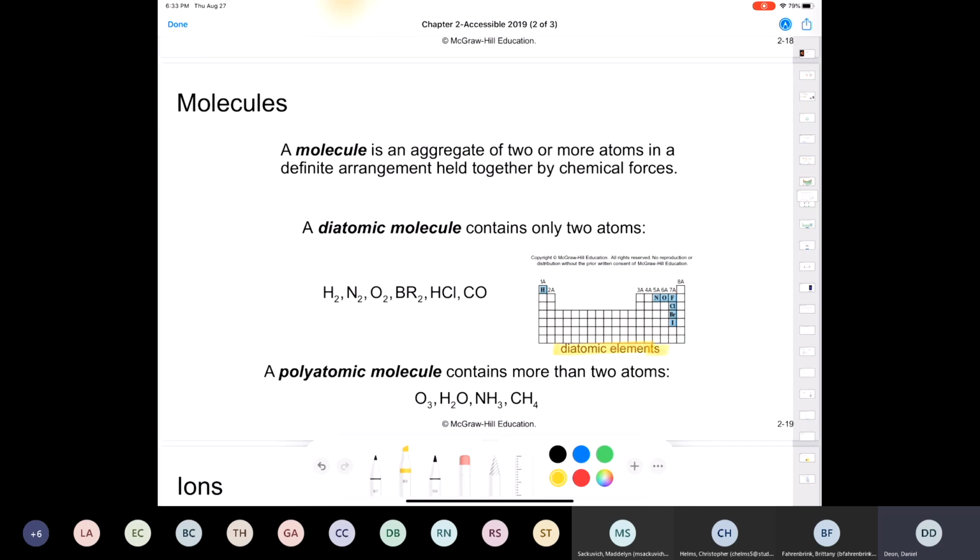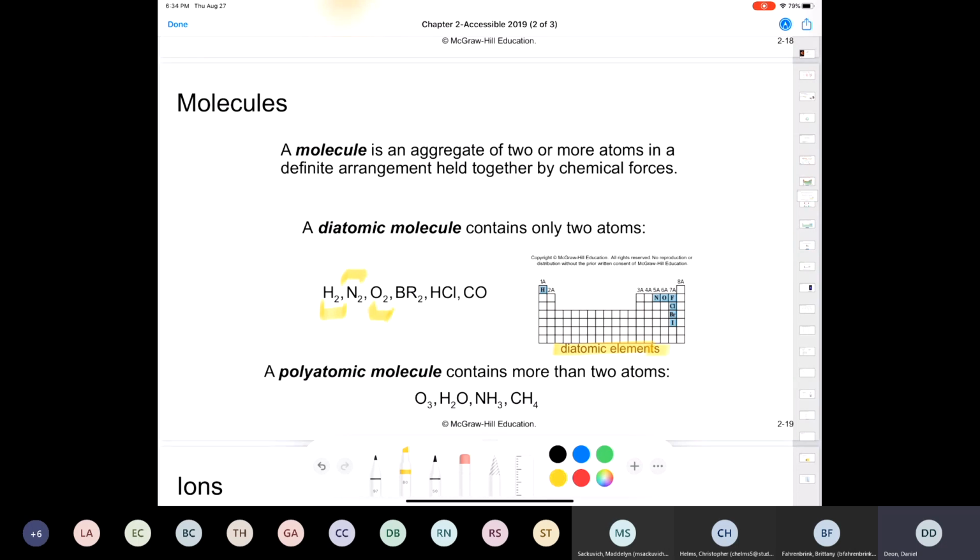And what that means is that hydrogen, nitrogen, oxygen, fluorine, chlorine, bromine, and iodine, all of those elements, when they exist pure, when they're found pure, okay, hydrogen gas, for example, does not exist as just H. It's H2, which is shown here. Nitrogen gas does not exist as just N. It's going to be N2. Same thing with oxygen. It's O2.